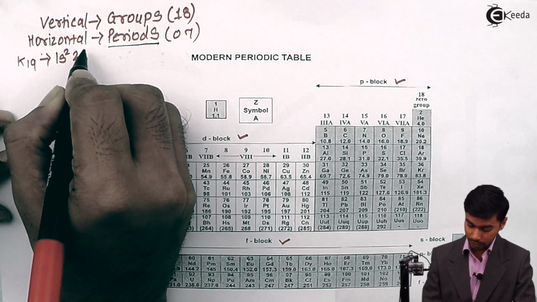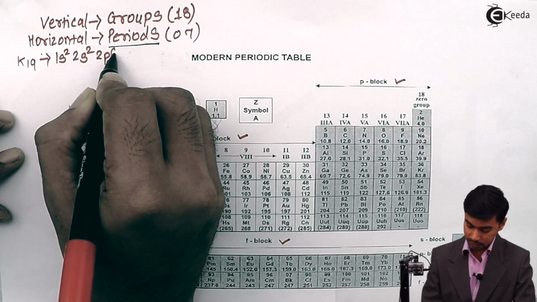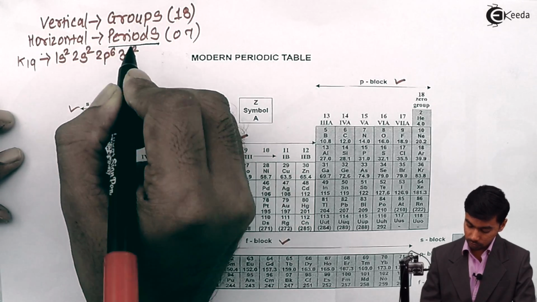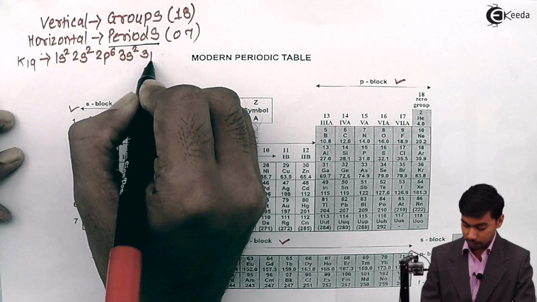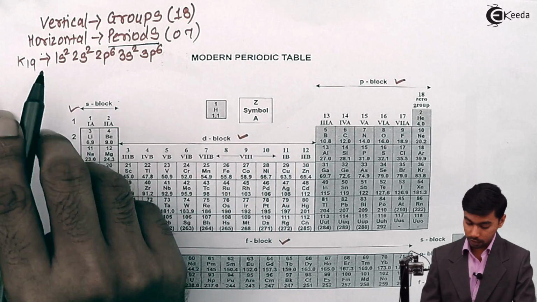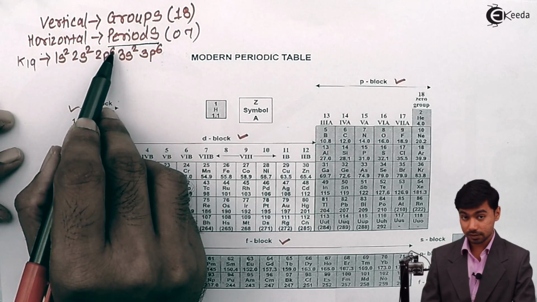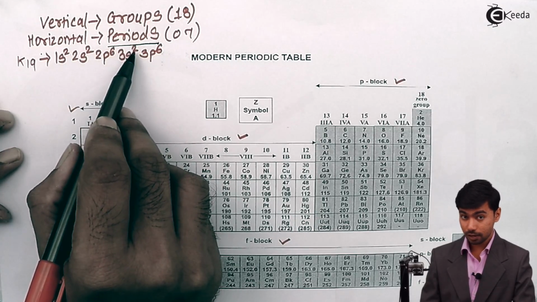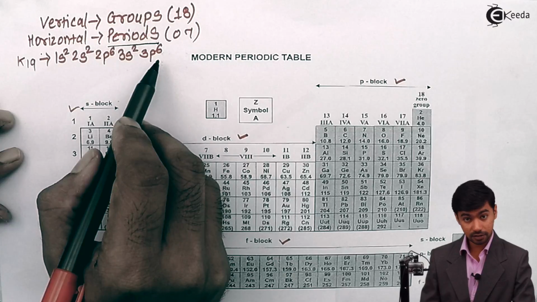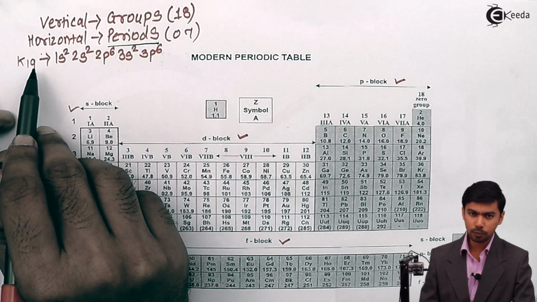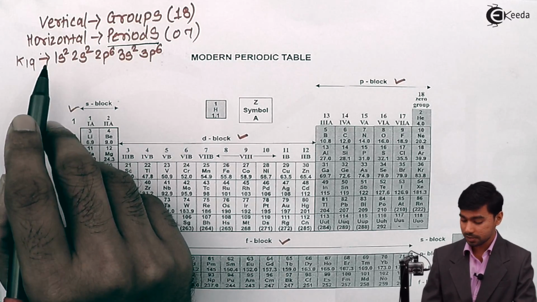1s2, 2s2, 2p6, 3s2 and 3p6. How many are over? 2 plus 2, 4, 4 plus 6, 10, 10 plus 2, 12, 12 plus 6, 18. And what is the atomic number of potassium? 19. That means still one more is remaining.